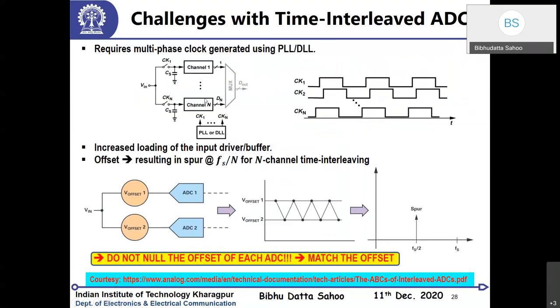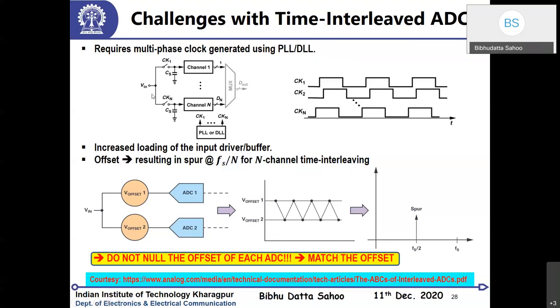Let's see what the issues with the time interleaved ADC are. If I have n channels of time interleaving, I would require n phases of the clock, clock 1 to clock n. These phases have to be generated using a PLL or DLL, so you would need additional circuitry to generate those phases, and those phases have to be cleanly generated. Another important thing is that the input signal gets loaded with at least n by 2 of the channels, half the number of channels. That means the input sees a huge amount of loading, so the input driver becomes a problem.